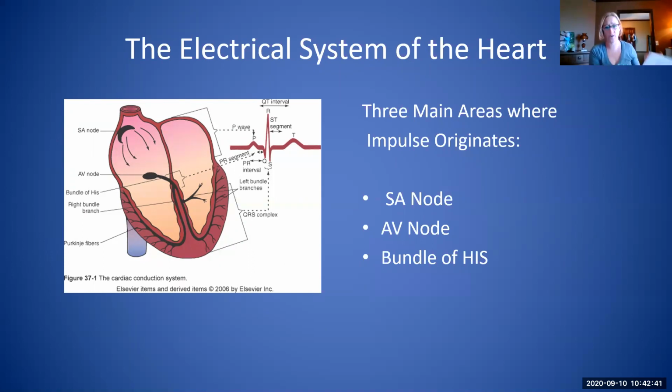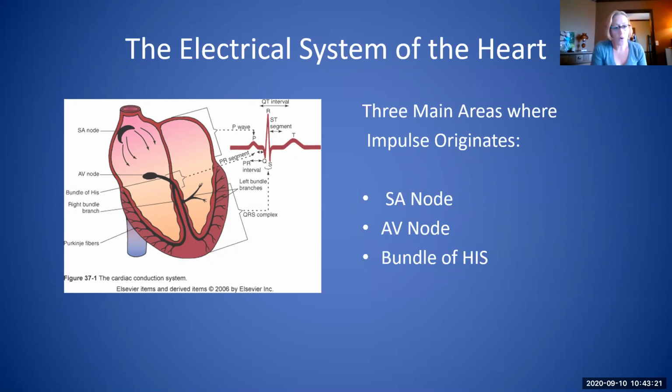So first we have our SA node. There are three main areas: the SA node, AV node, and the bundle of His. All these nodes have a property of automaticity. Automaticity meaning that it can originate an impulse on its own. So that's why when you have a brain death patient, the heart still beats, because it has that capability of automaticity. It can still beat and perfuse without brain function for a time, but eventually all things must cease without the brain.